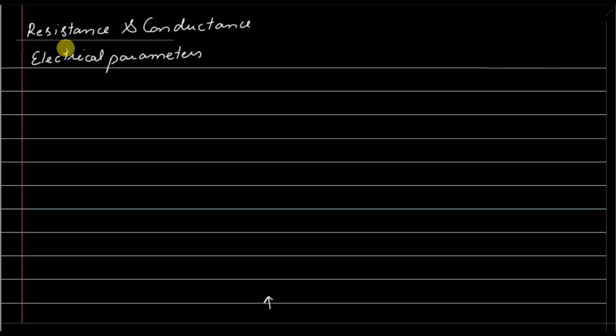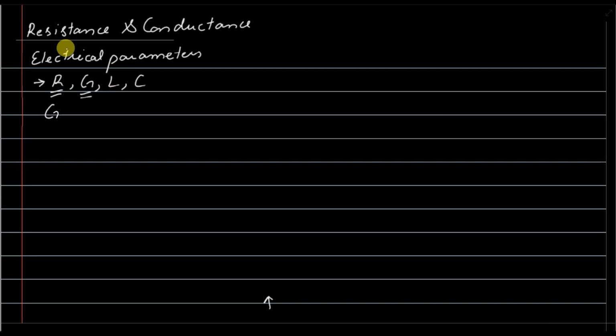In this lecture, we are going to talk about the electrical parameters of the transmission line. There are four electrical parameters by which we model a particular conductor. The first one is resistance, then we have conductance, then inductance, and lastly the capacitance. In this lecture, we will be talking about resistance and conductance.